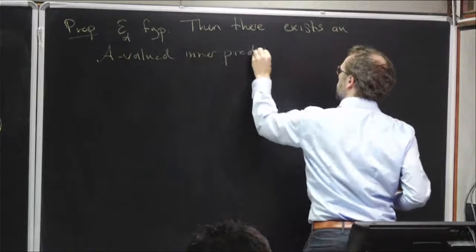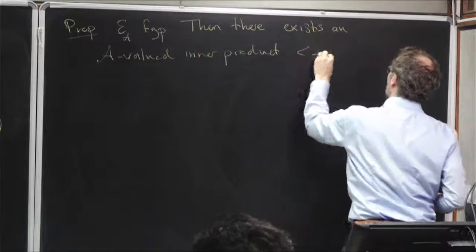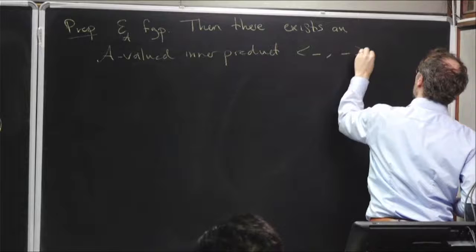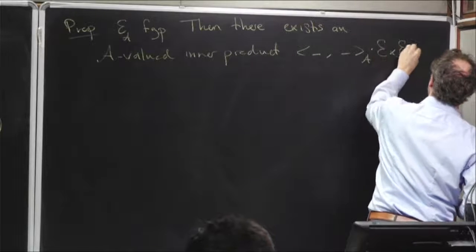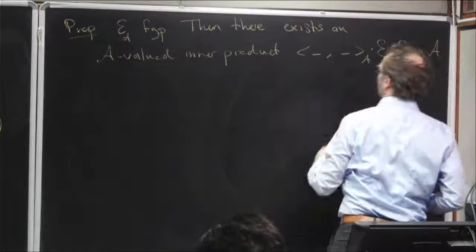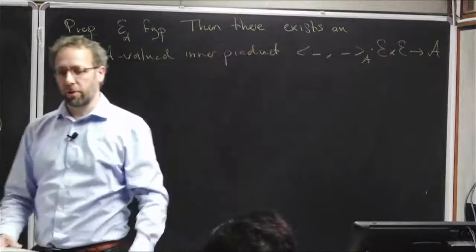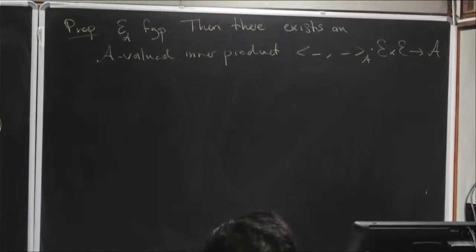On E. So it's something like this. It takes two elements and gives an element in A. So it's like an inner product, but not in the complex numbers, but in A.